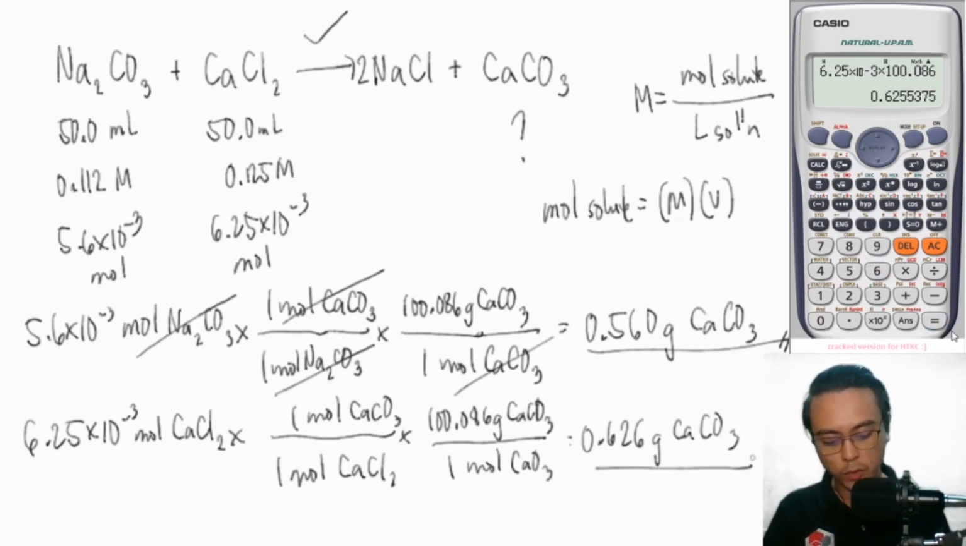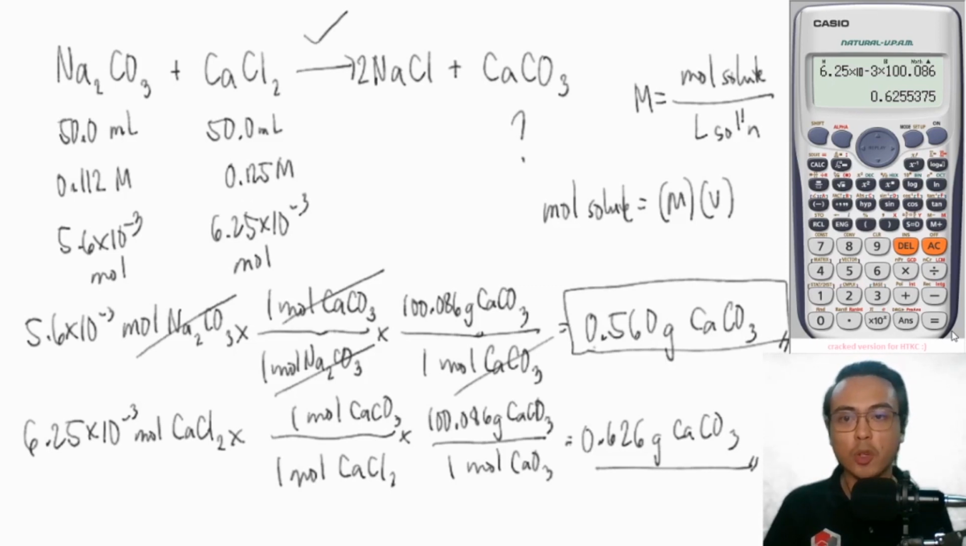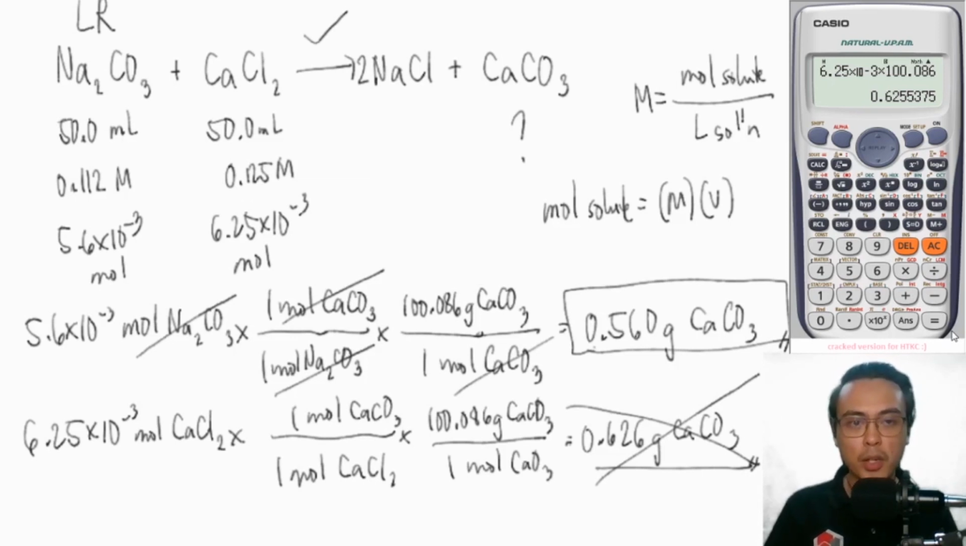So which among the two values do we choose? We choose the lesser value. We say that we can generate 0.56 grams of calcium carbonate, and that sodium carbonate is our limiting reactant. Okay? We cannot generate 0.626 grams of calcium carbonate because that would be in violation of the limiting reactant. Okay? So it's basically the same approach in stoichiometry, but we are now adding the definition of the molarity. Okay? So always keep this in mind. Let's continue.